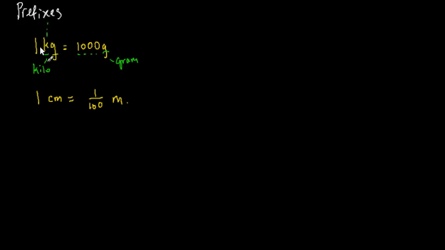It's a symbol that we add in front of a unit, and it means some factor, some number of that unit. In this case, kilo means 1000. So that's why if we say 1 kilogram, it really means 1000 grams.